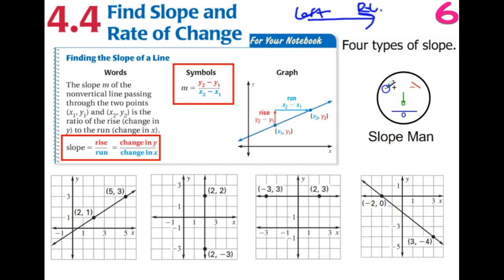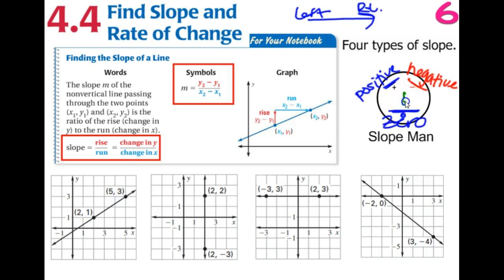So if we look at this slope, here's our slope man. From left to right, this is going up. We call this a positive slope. And then going down the other way, from left to right, we call this a negative slope. The mouth of our slope man, flat across the bottom here, would be a slope of 0. That's why there's a 0 right there.